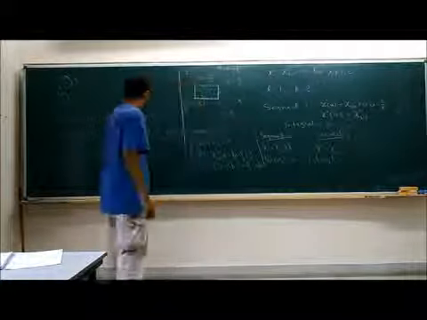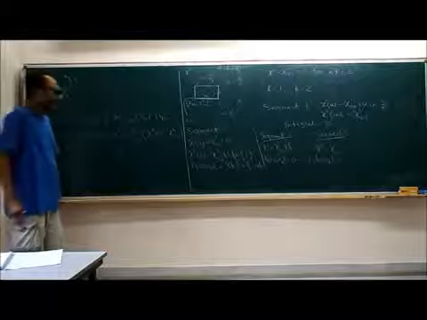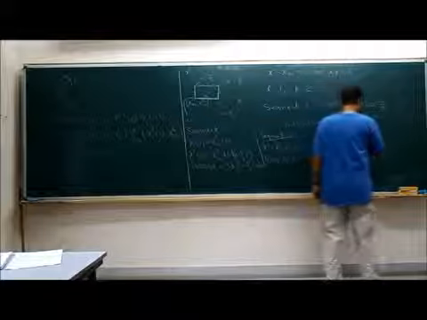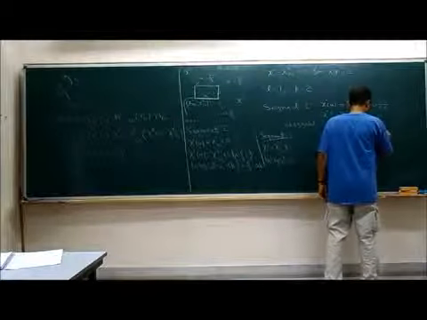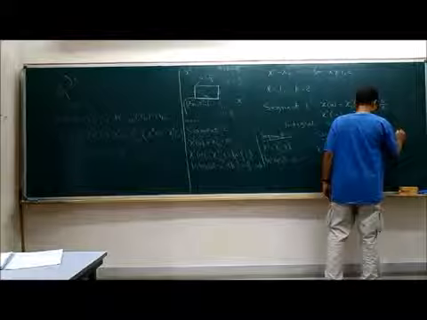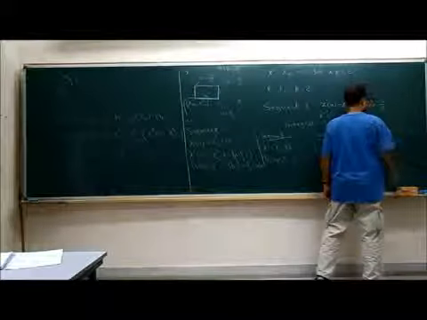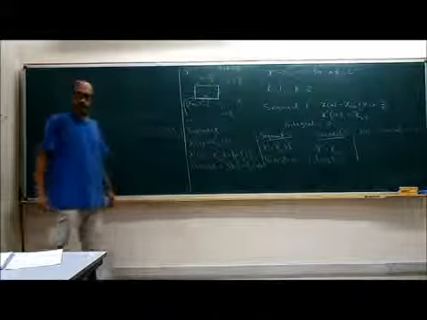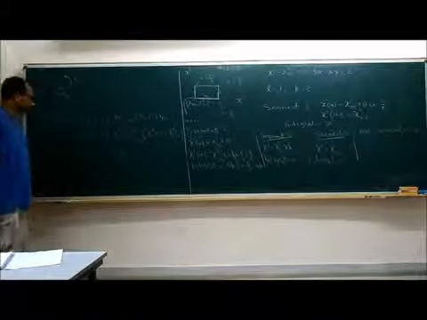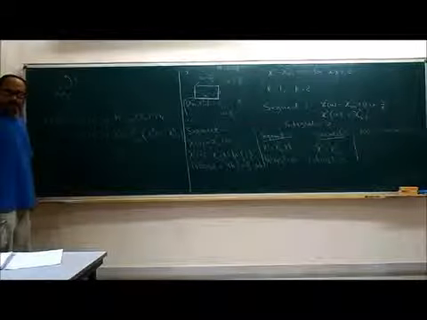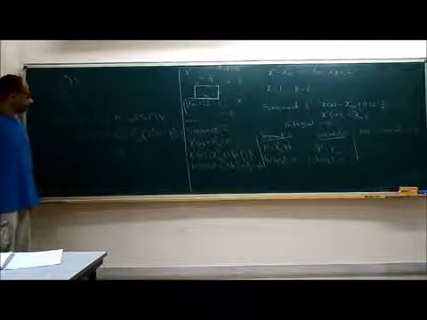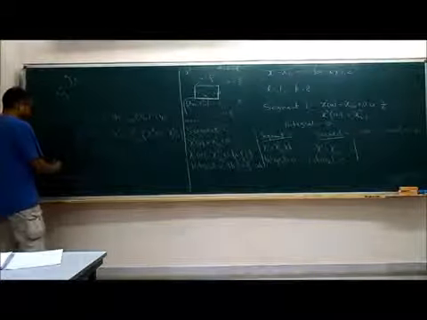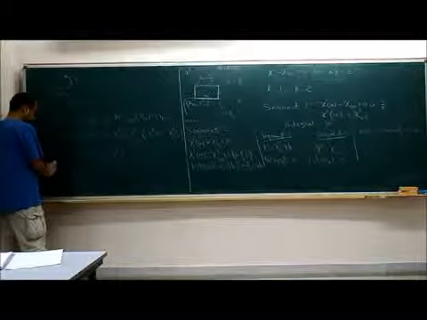So the integral is 0. Which basically means that the whole integral becomes AB. So the net integral is the area of this loop. Is this clear?